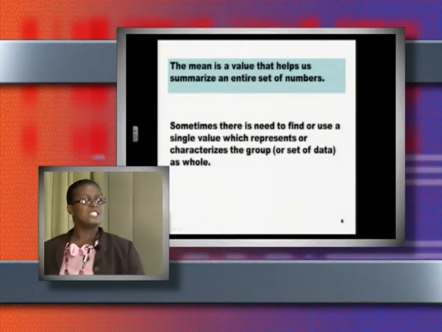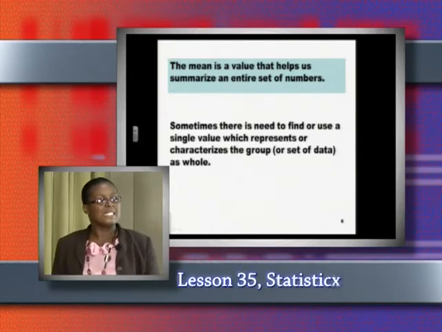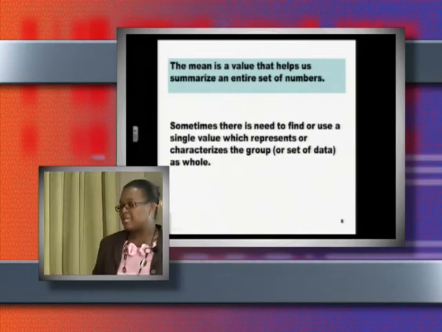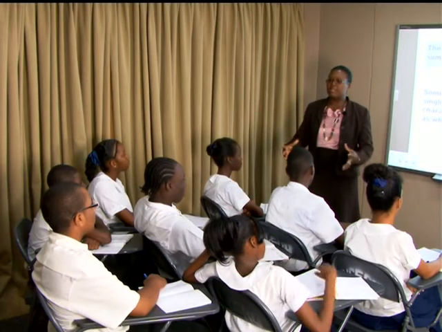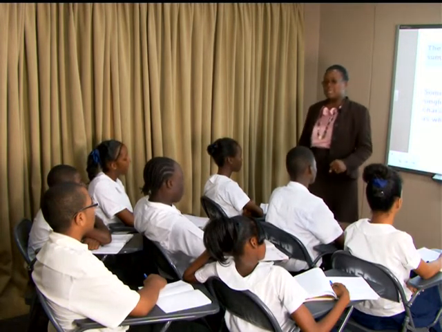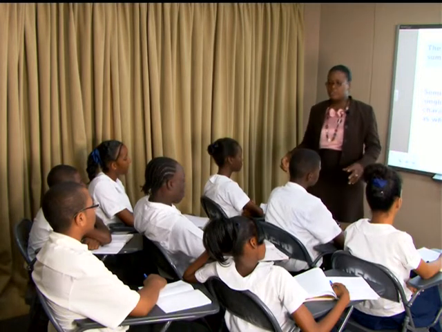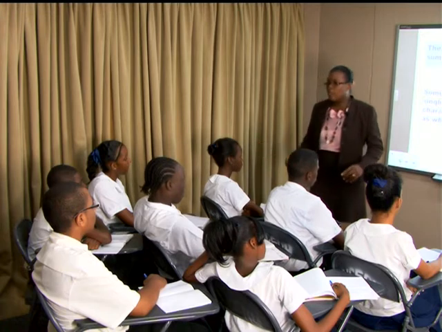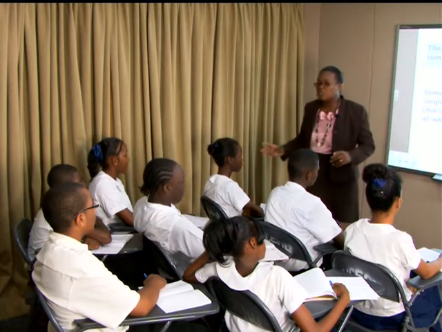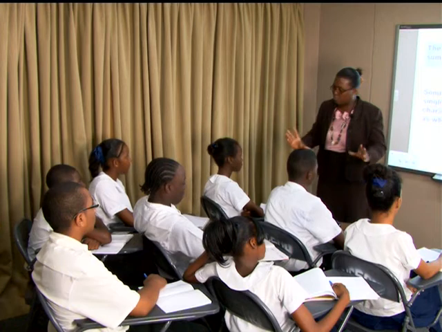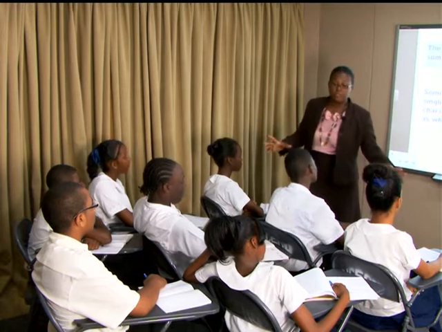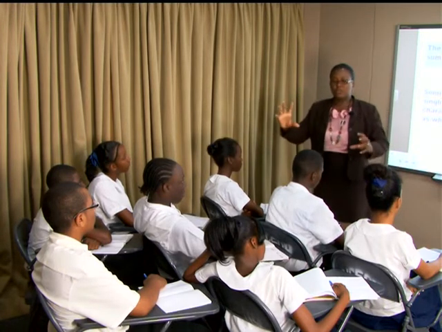Now sometimes there is need to find or use a single value which represents or characterizes the group as a whole. So I have a set of third form students and I want to label them by age. I know that there's a possibility I would find 13-year-olds, some are 14-year-olds, and some 15-year-olds. But I don't want 3 different ages. I want 1. So I can say in the third form, I can find a set of 14-year-olds. So that 1 age group characterizes this group of students. But that doesn't mean that you wouldn't find any 15 or 13 or 12-year-old. Just this 1 number we use to represent a group.